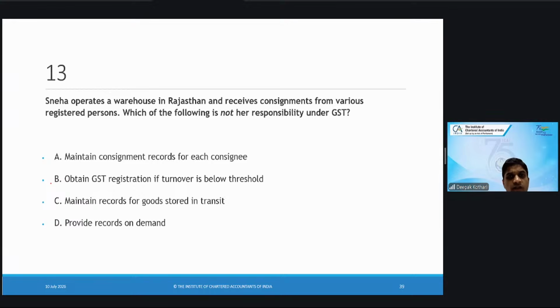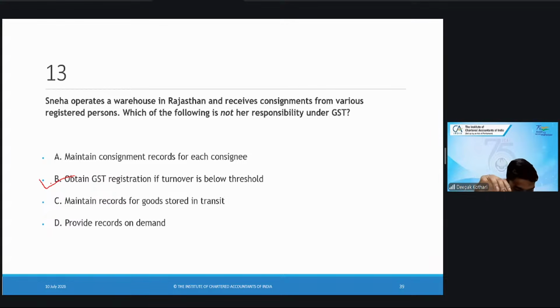Yeah. Question number 13, no answers. Yeah, it's there. Correct. 13B, obtain GST registration if turnover is below threshold. This is not her responsibility. Correct. Question is which is not her responsibility because other three are her responsibility.